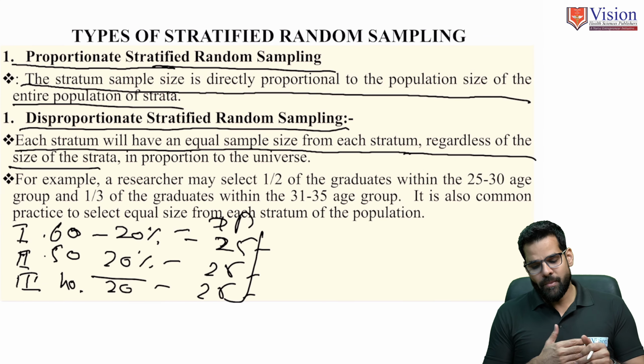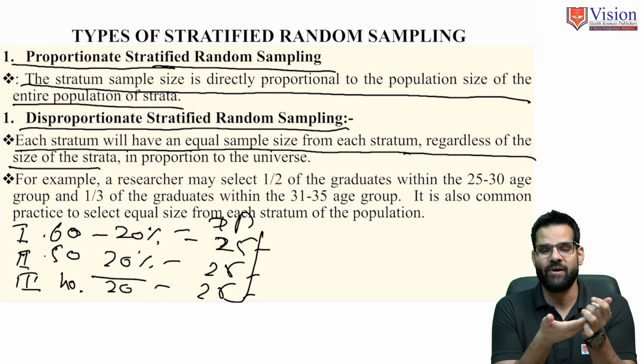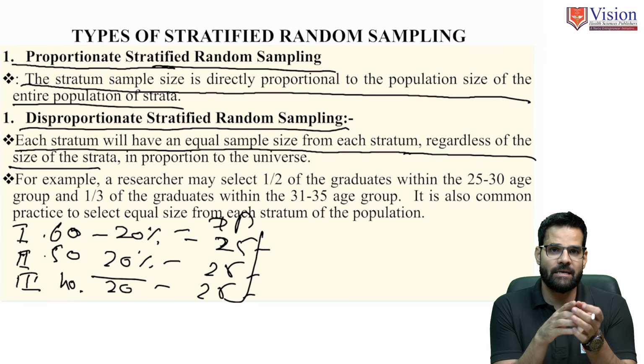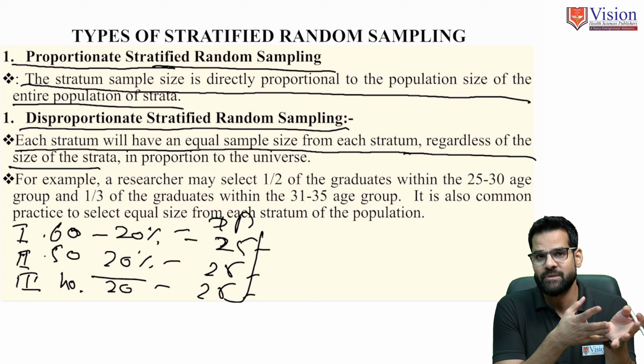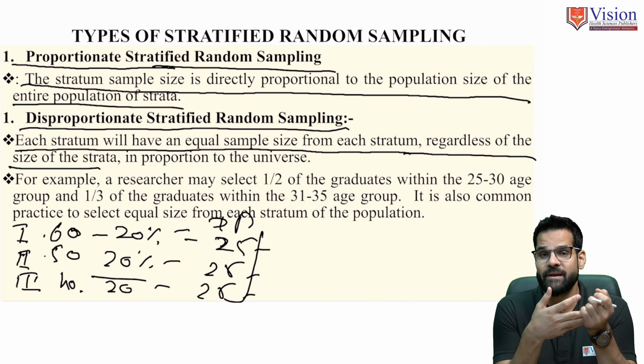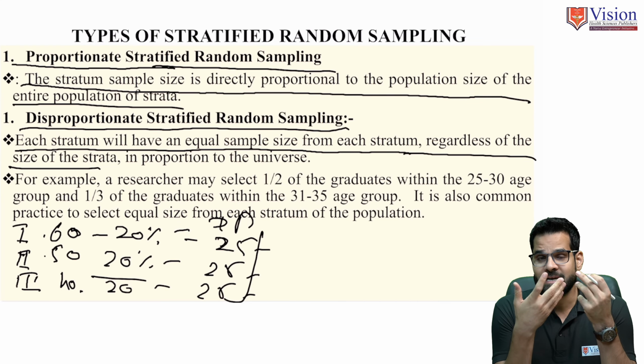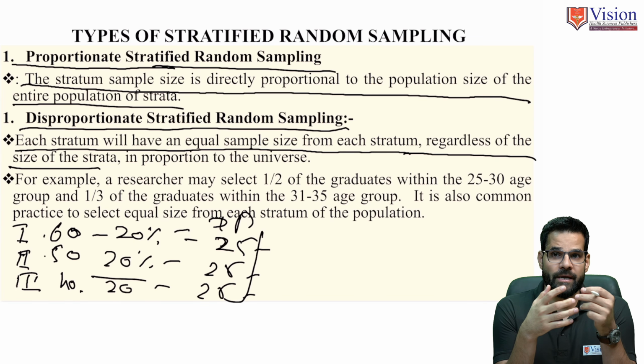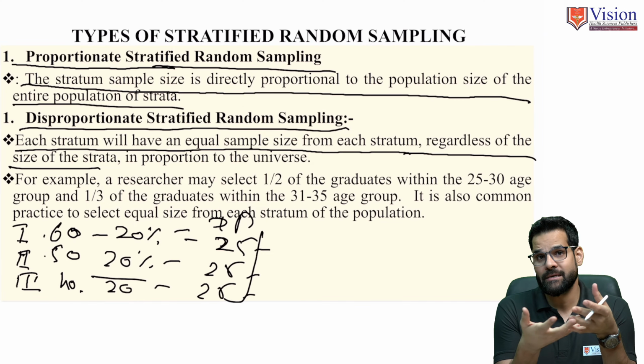Now if I talk about the merits and demerits of stratified random sampling, the merit is that it's a random sampling, same as simple random sampling. It provides more accurate data. You can measure the random sampling error. Okay, it is suitable for parametric tests.